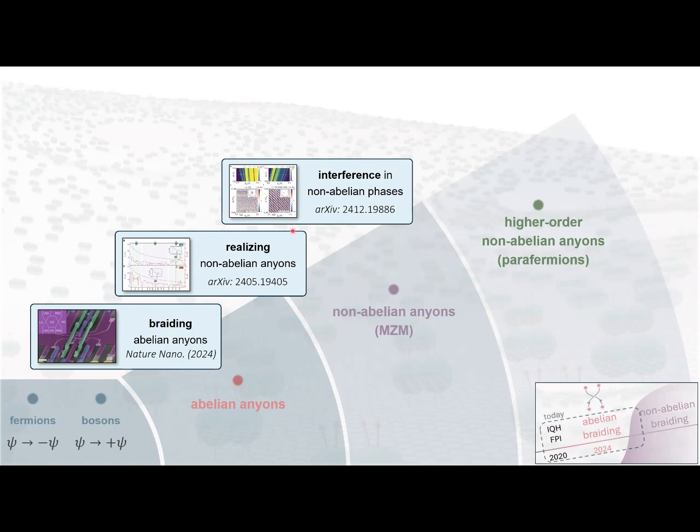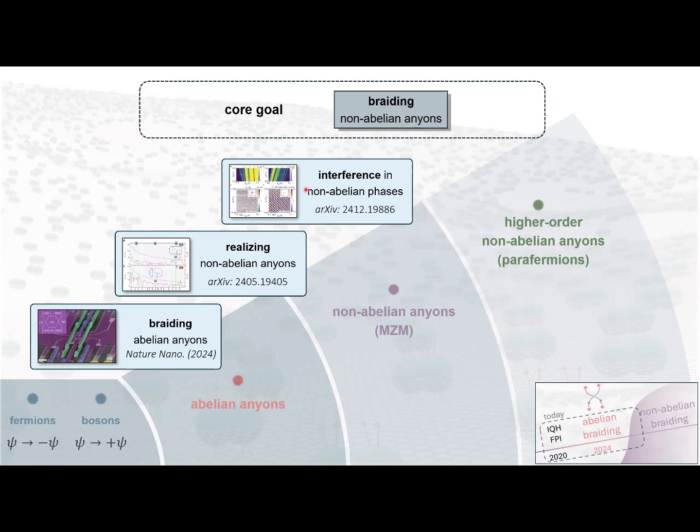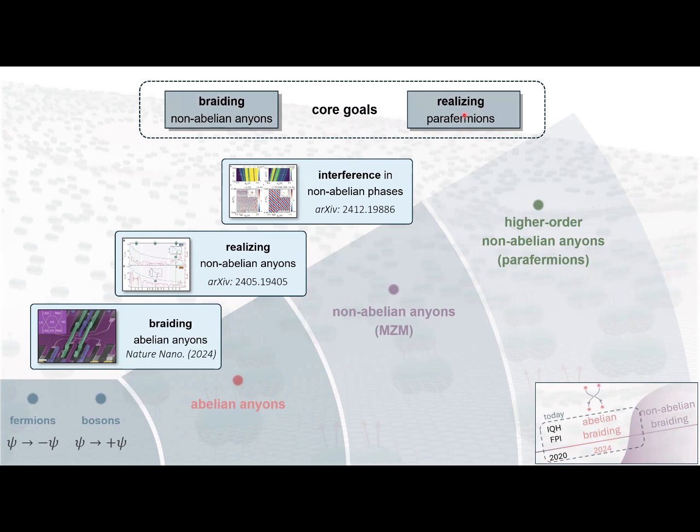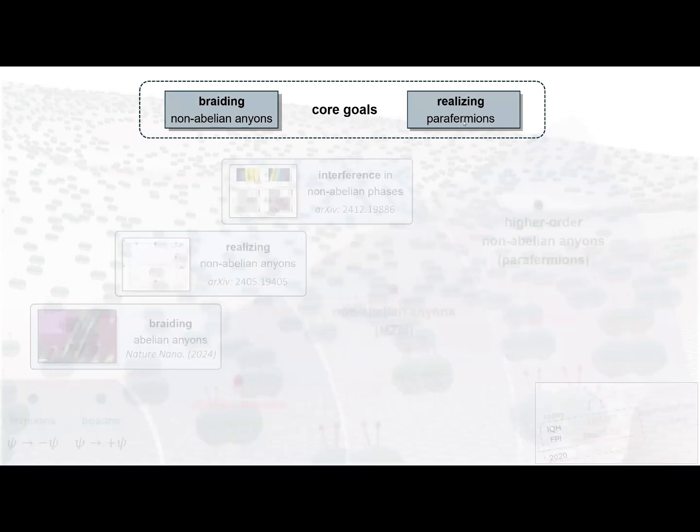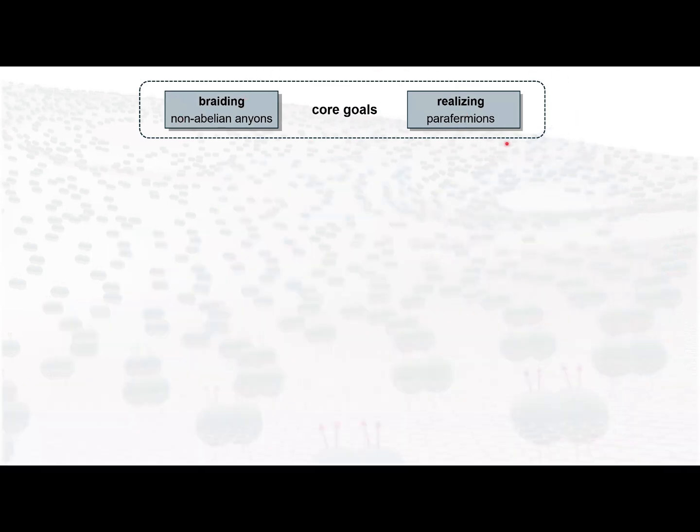And basically these three steps in the future, I hope, will bring us to one of the core goals of the group, which is braiding non-abelian anions. So my group has two core goals. One is braiding of non-abelian anion, and the other one is realizing parafermion. And basically everything that we do kind of emanates from these two core goals. So let me just very quickly tell you what we do, and then I'll start the talk.